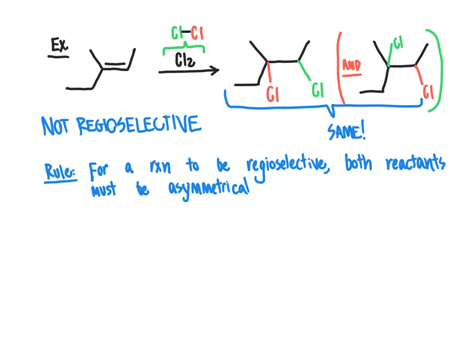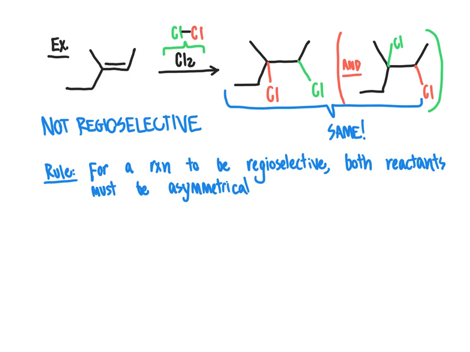The general way that we can state this is we can say that for a reaction to be regioselective, both reactants have to be asymmetrical. If either of the two reactants are totally symmetrical, such as here we're adding a chlorine to each of the two carbons of the carbon-carbon double bond symmetrically, then the reaction cannot be regioselective. For it to be regioselective, you have to have an asymmetry in both of the two reactants.